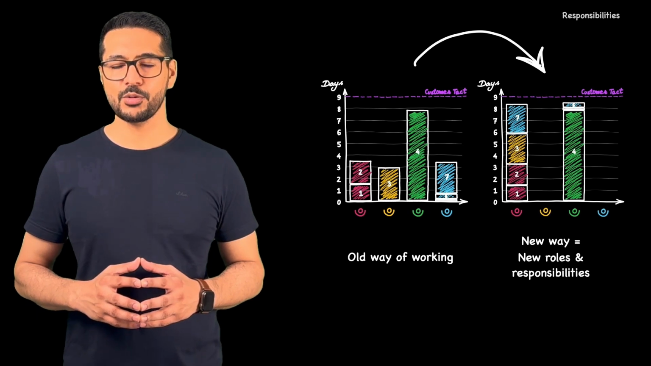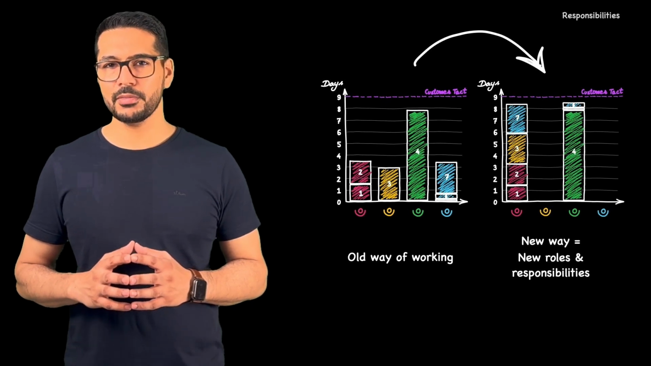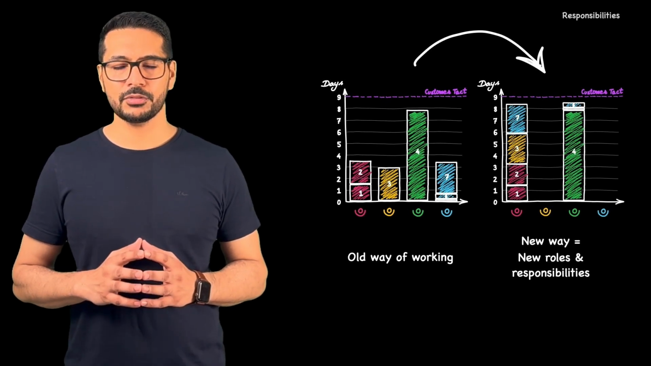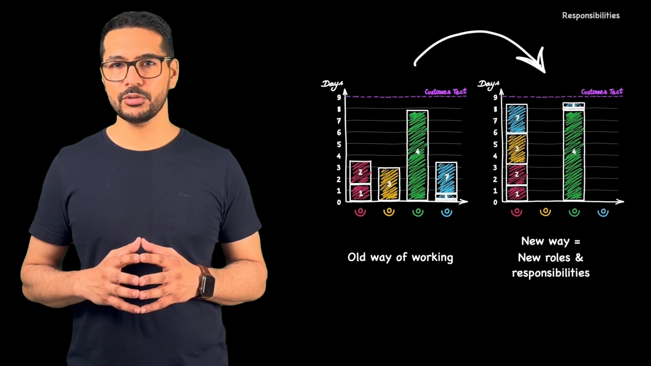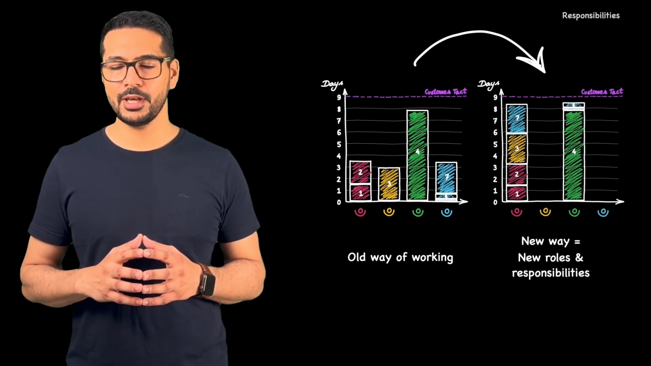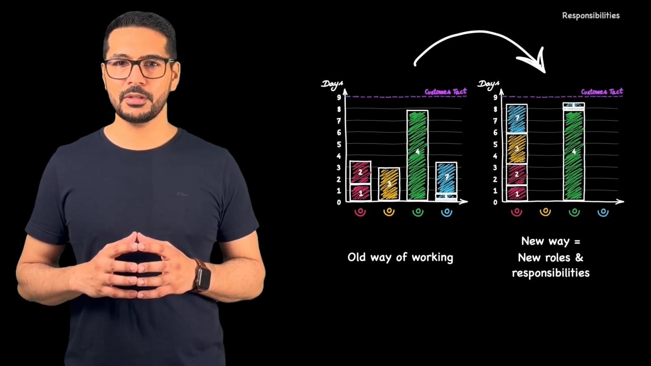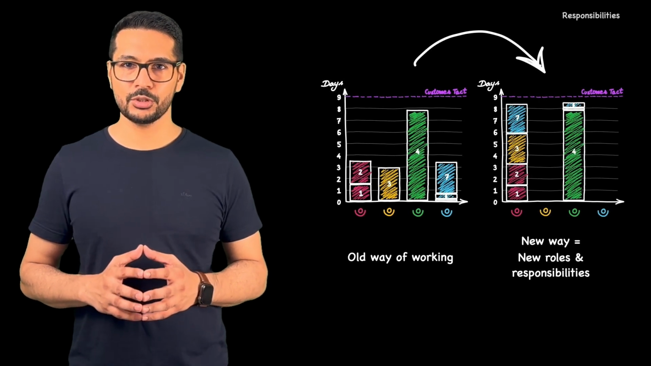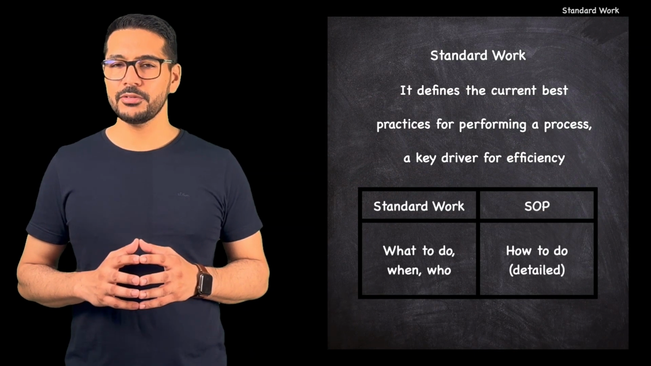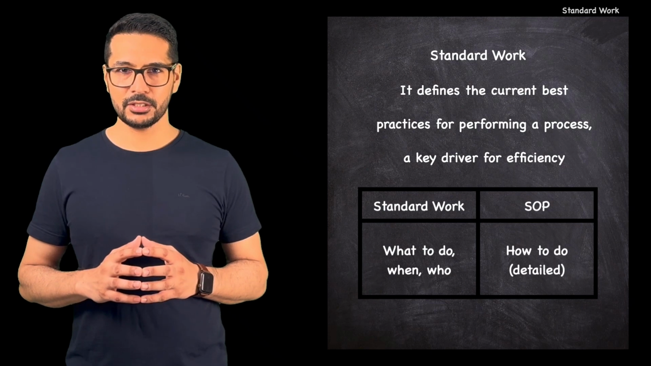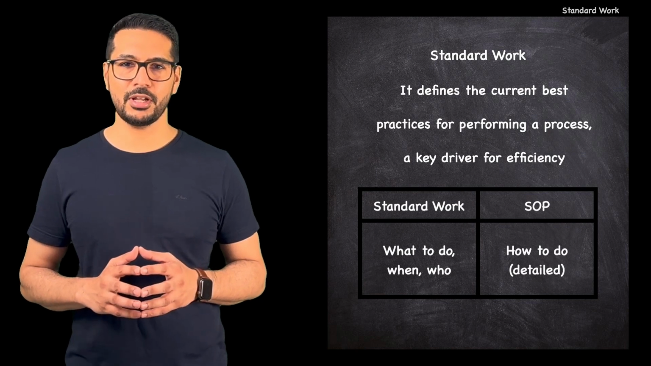After defining roles and responsibilities clearly, the next element is standard work. Standard work complements the roles and responsibilities element, because once we have defined who will do what, it is important to also document how to do that, so that we make sure the defined roles and responsibilities are being fulfilled with best practices in the best possible way. So this document, standard work, comes into play. What is standard work? Standard work is simply the best practices to perform a process. Therefore, it is simply a key driver for efficiency.